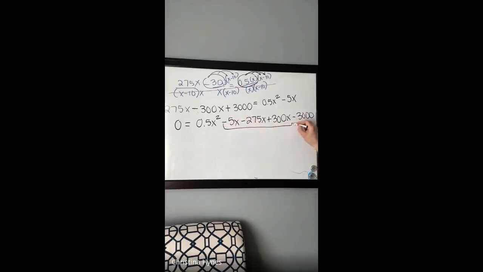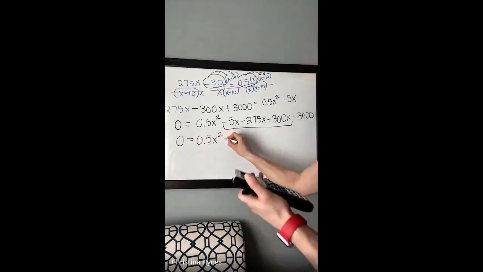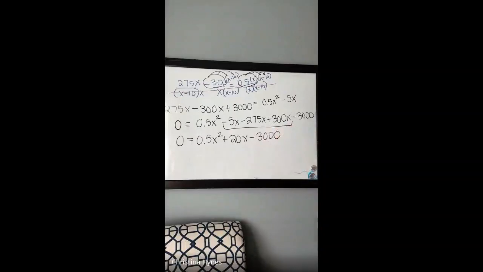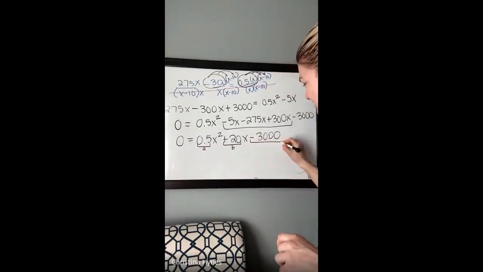These guys can all go together. They're common, they're like terms. Negative 5 minus 275 plus 300 gives you 20. And then, like I said, you guys have choices here. You can choose to actually factor this if you want to find the answers. I kind of prefer the quadratic equation. So remember, this is your A value, this is your B value, and this is your C value.